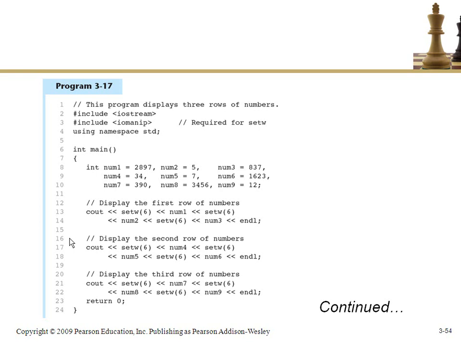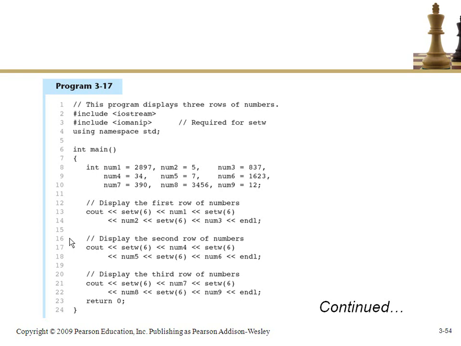On line 13, you're outputting the setw of 6 positions for number1, 6 positions for number2, 6 positions for number3, and endl to go to the next line. And you'll do the same for number4 all the way through number9.